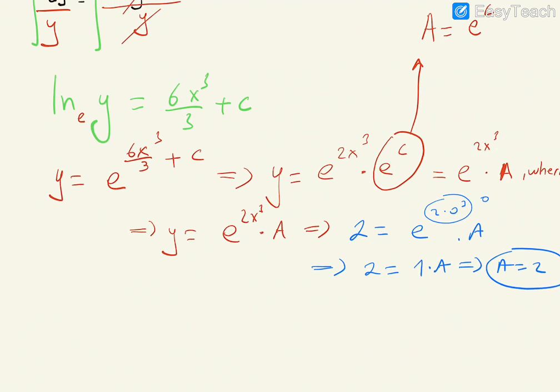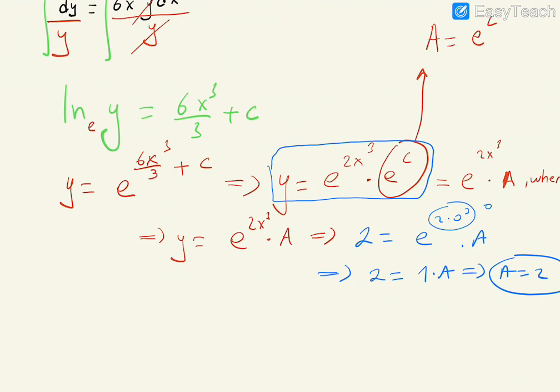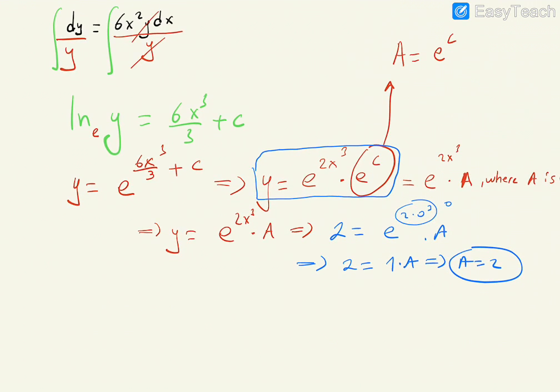Nice, right? So where is my function? I defined it like that: y equal to e to the power of 2x to the power of 3 times e to the power of c. Instead of e to the power of c, I said it is a, so let's just replace it. So y equal to e to the power of 2x to the power of 3 times 2. That's it.